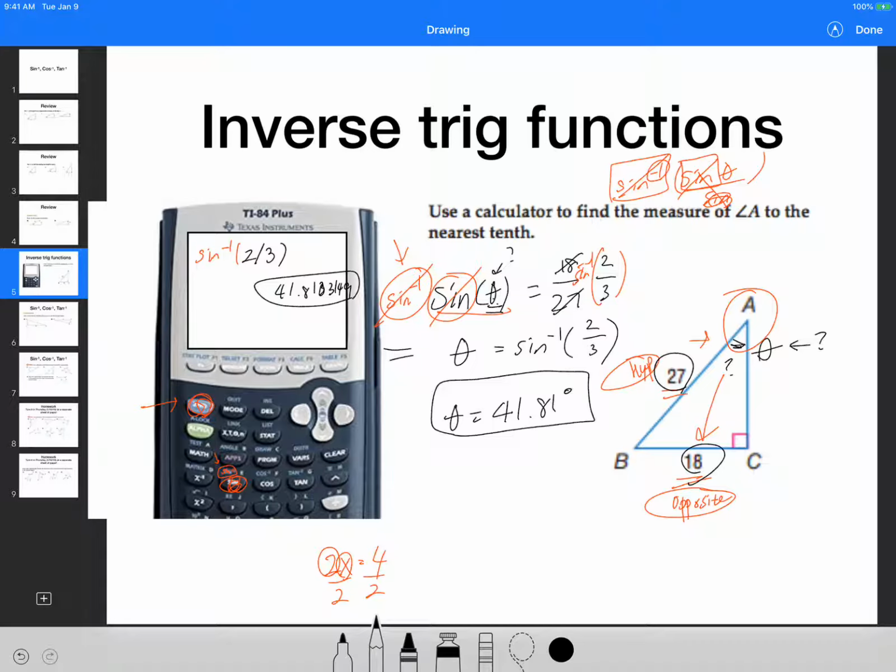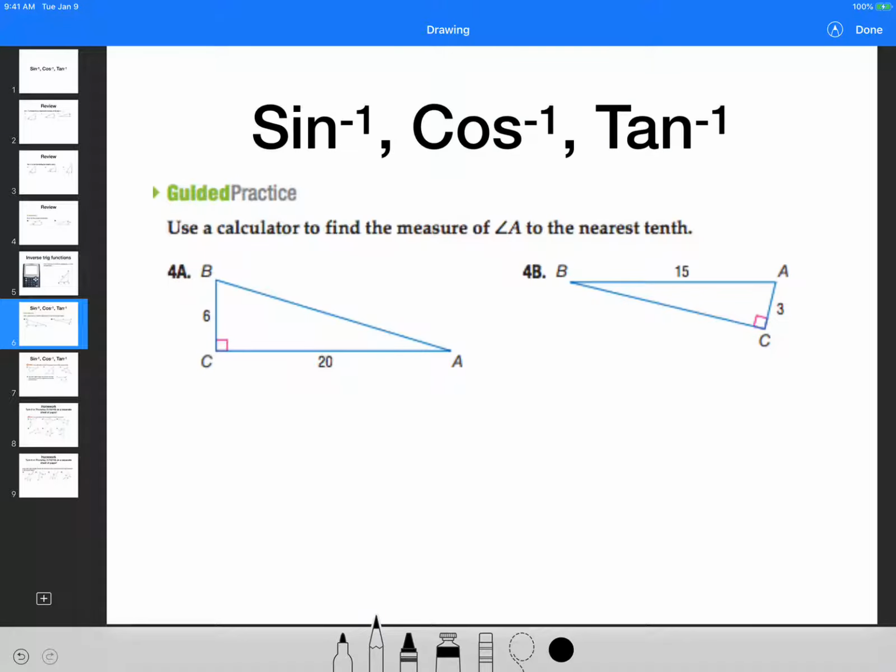You're going to type those into the calculator with the inverse trig function to figure out what your angle is going to be. Now, obviously, one example is not enough, so we'll do a couple more practices. Now, use a calculator to find the measure of angle A to the nearest tenth.